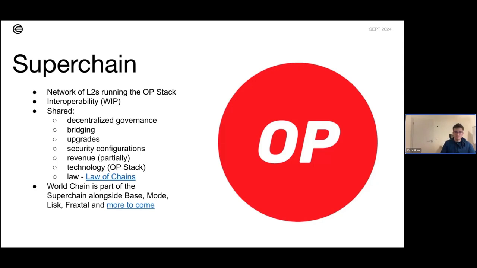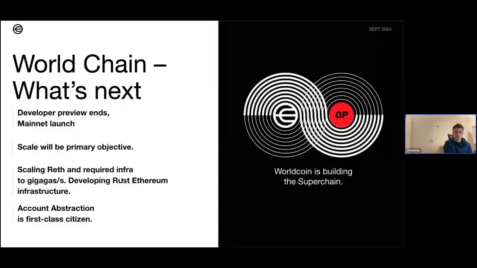What does it have? It has a shared group of decentralized governance. So different Superchain members can vote on different proposals to change the Superchain, like change the OPStack, change different parameters, change different security mechanisms and parameters, do upgrades jointly for the Superchain. There is partial revenue share. So any Superchain network, in order to join the Superchain, you have to pledge to this Law of Chains that I also have over here, for any of those who are curious.